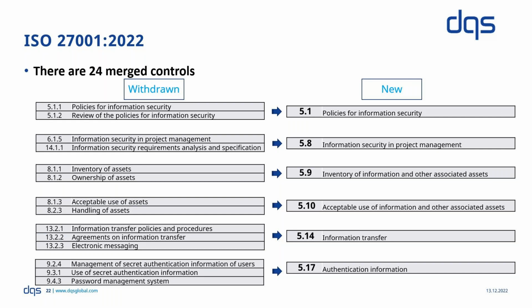For example, the first set, 5.1.1 and 5.1.2, policies for information security, and the review of the policies for information security are merged into 5.1, policies for information security. Let's look at another example, maybe the last set on this chart, 9.2.4, 9.3.1, and 9.4.3, all related to user authentication, are merged into 5.17, authentication information.